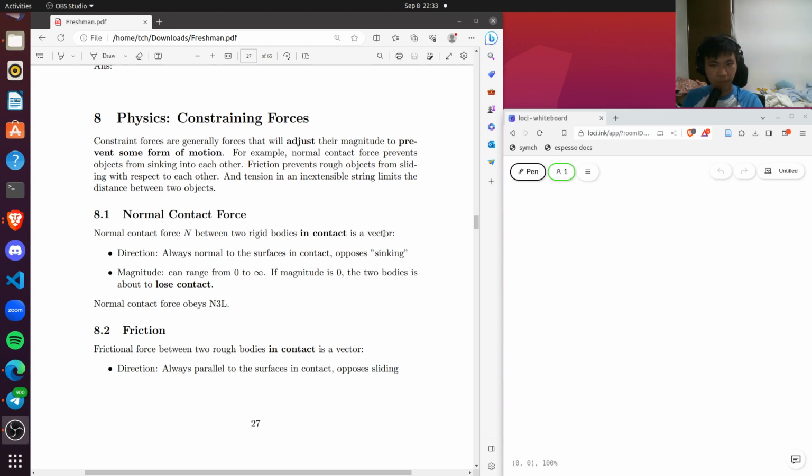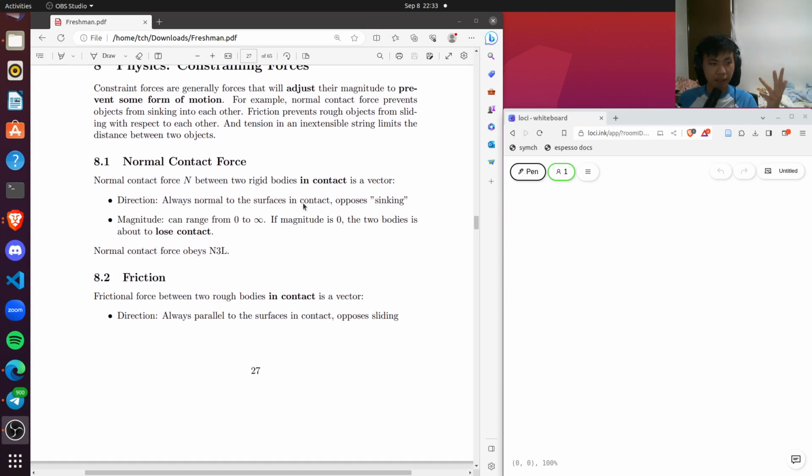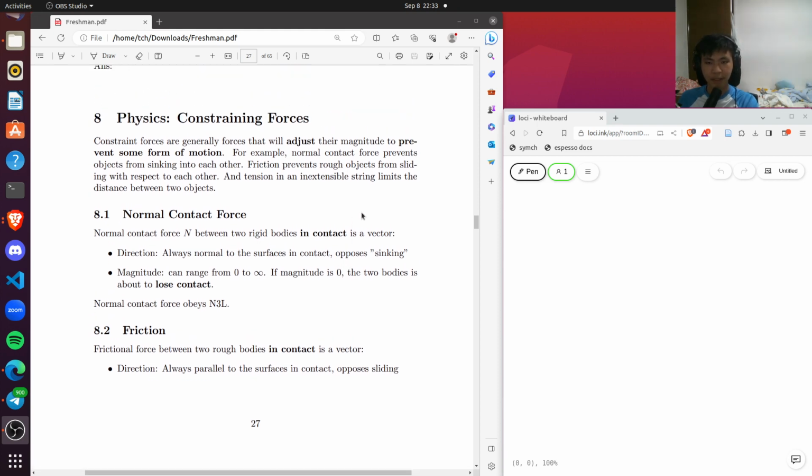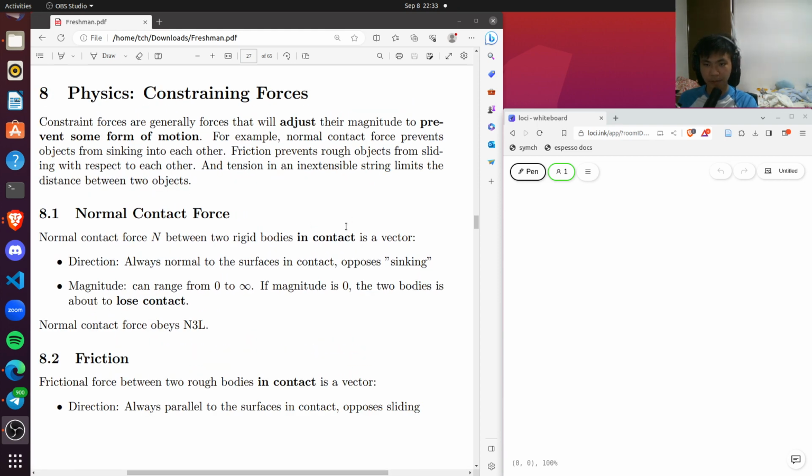Okay, so now we're in the topic of constraining forces. Basically, this is a topic where I just want to go over the normal contact force, the frictional force, and the tension force, right? Because these are forces that show up a lot and they are intuitive and simple, but there are some nuances I would like to emphasize. And yeah, so without further ado, let's jump right into it.